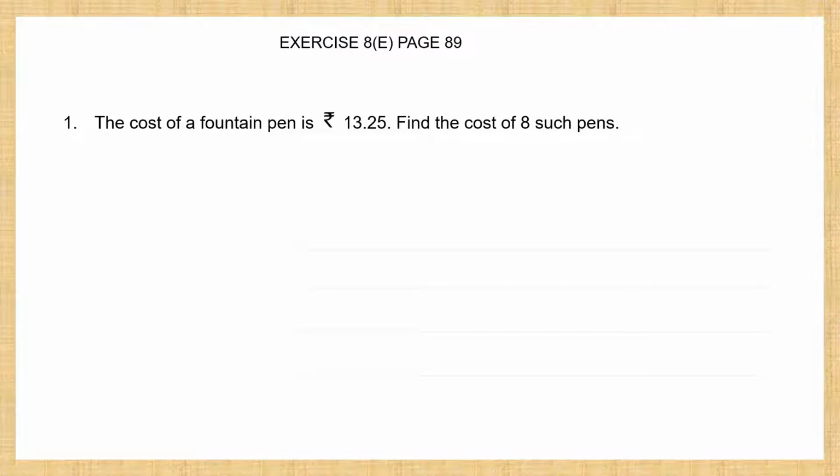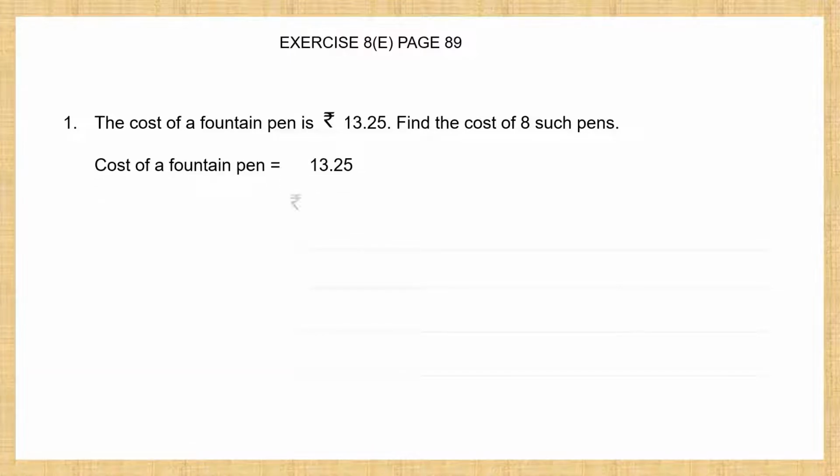First problem. The cost of a fountain pen is rupees 13.25. Find the cost of 8 such pens. So we have been given the cost of 1 and we've been asked to find the cost of 8. So when you are given the cost of 1 and asked to find for many, it is multiplication. So let's start our statements.